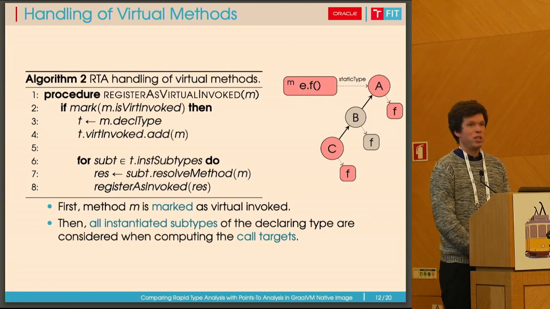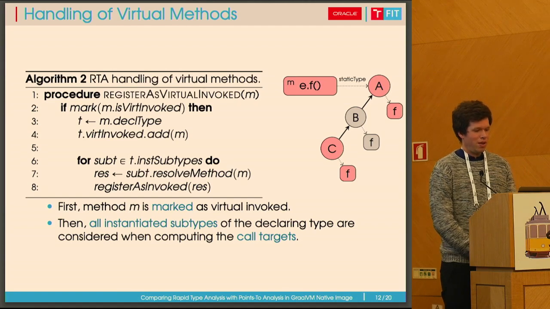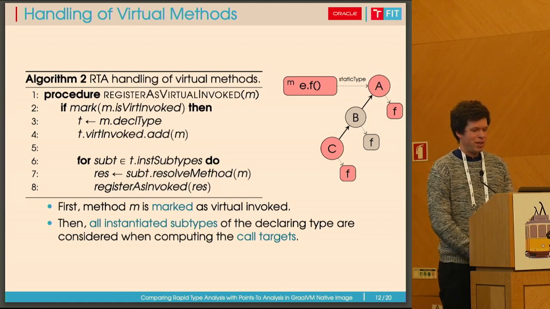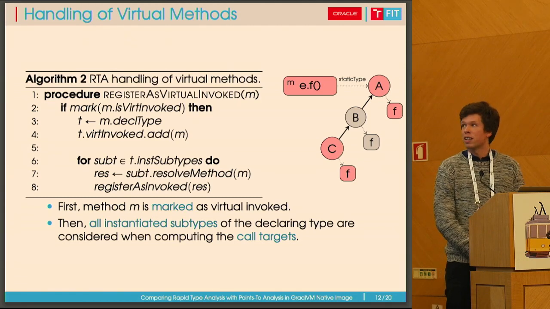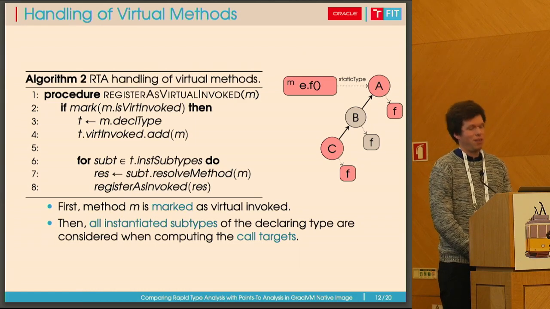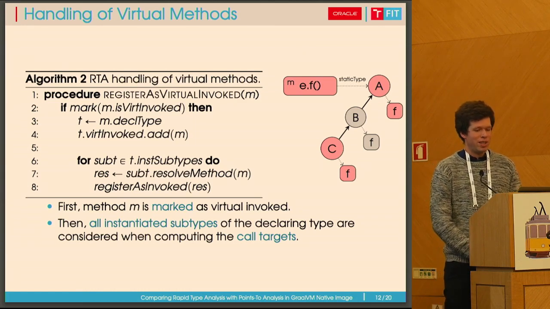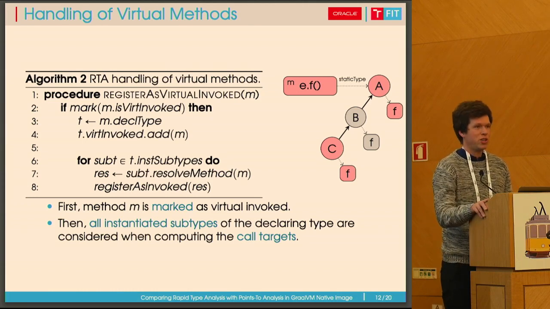Let me now proceed to the more tricky part of RTA, which is resolving virtual methods. First of all, the method itself is registered as invoked on its declaring type. The reason for that will be explained on the next slide. And then all the instantiated subtypes are processed, and the method M is resolved on them using the resolve method, which actually performs virtual method dispatch based on the specification of Java.